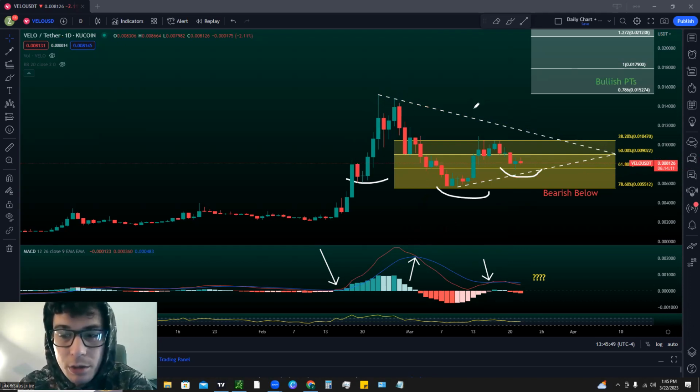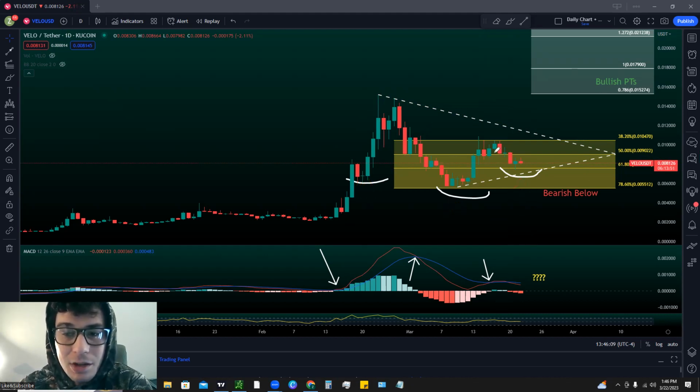We're going to jump straight into it. And the first thing that I want to highlight is, you could say, we do have a little bit of an unorthodox inverse head and shoulders. Now, it's not my favorite pattern, but we're going to see how it plays out. We have a left shoulder right here. We've got a head, and we're actually putting in a right shoulder currently at the moment.